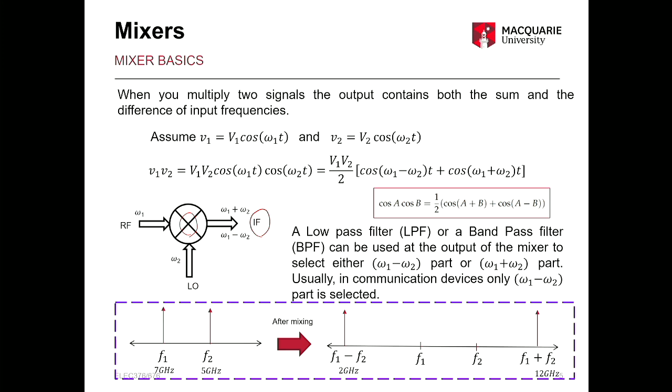Okay, so we found the mathematical basis for that: omega 1 plus or minus omega 2 comes from multiplying two sine waves or two cosine waves. So cos A cos B is half cos(A plus B) plus half cos(A minus B). That's where the sum and difference comes from. So in your frequency spectrum, when you have the sum and difference, you can choose either of them by applying a low pass filter or a high pass filter.